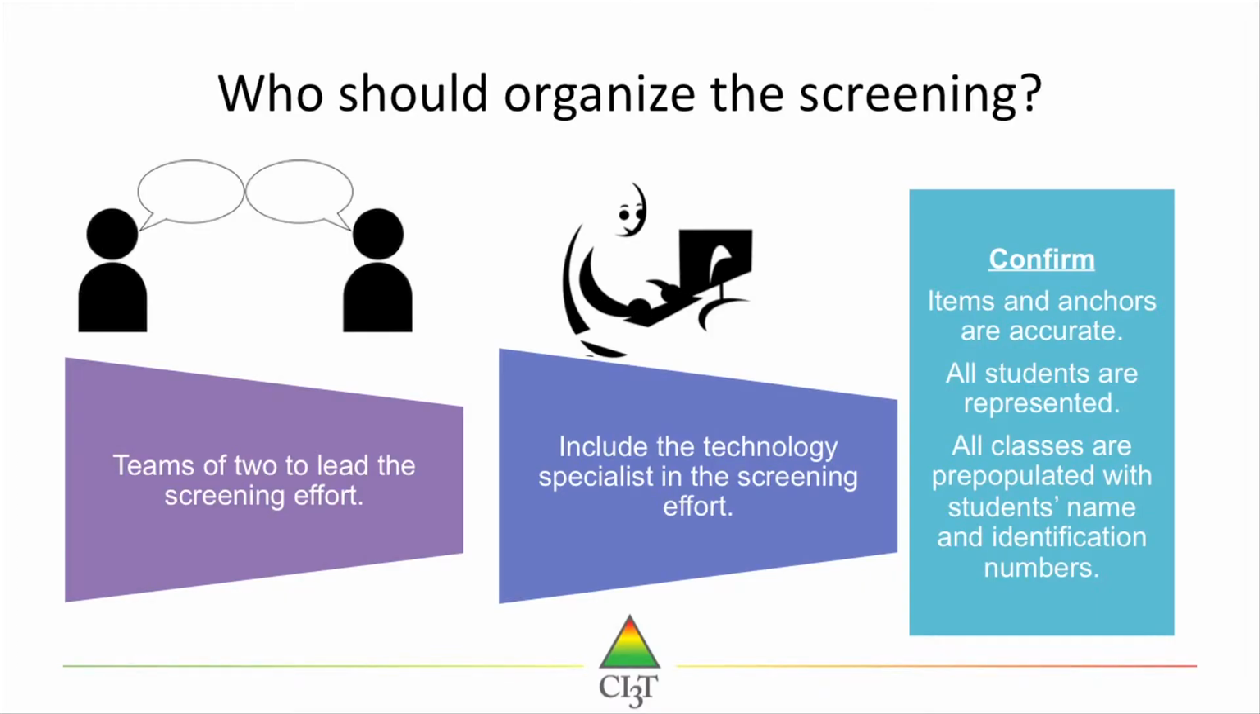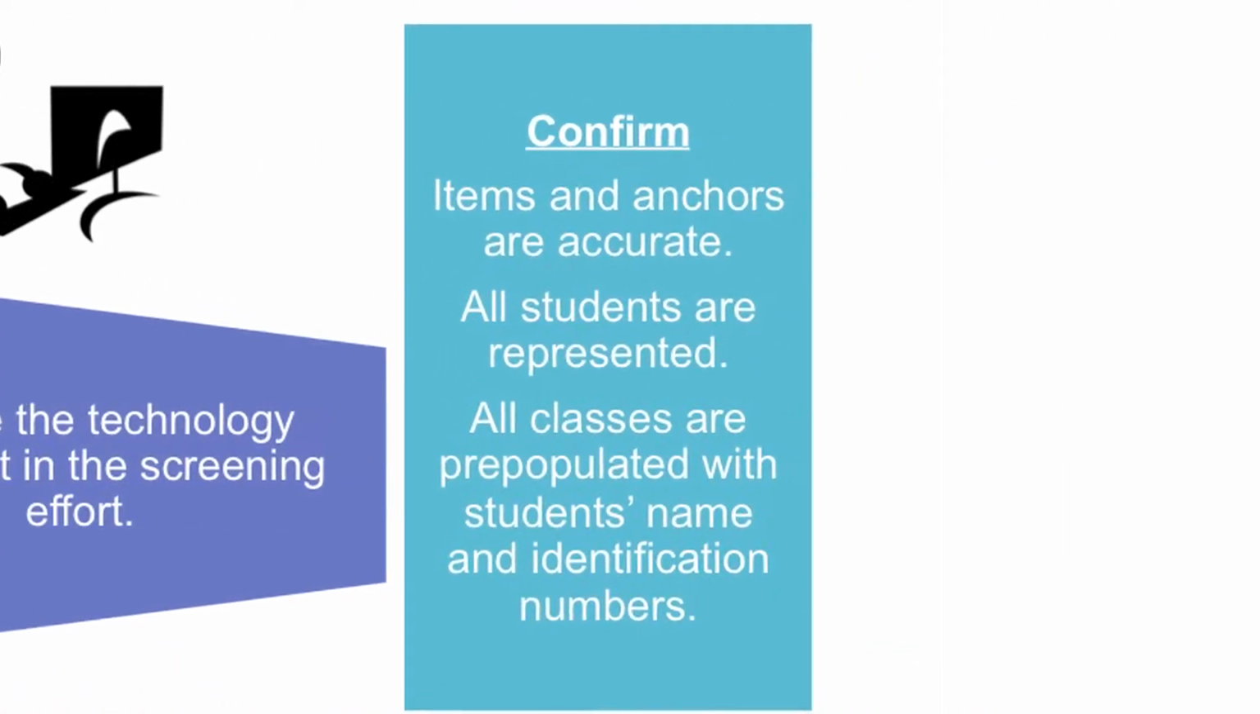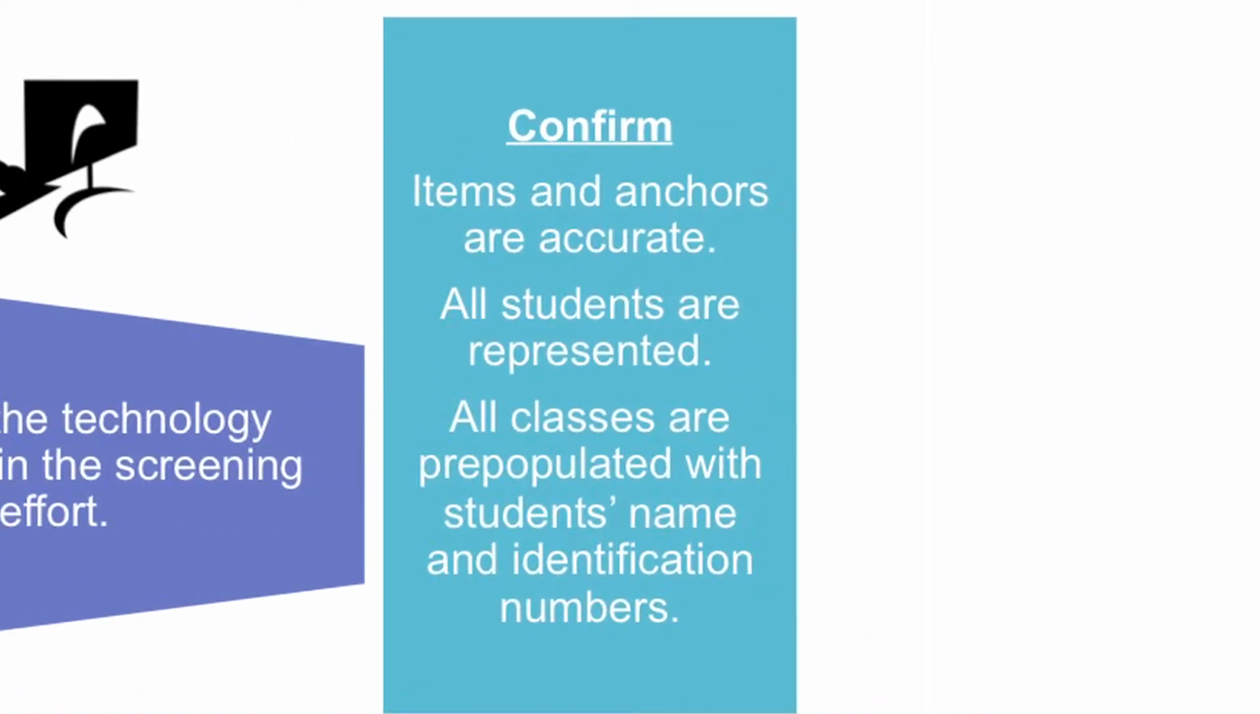And finally, you want to make sure that those point people, the 2 members of the leadership team and the technology specialist, are looking at things like making sure that all of the items are correct, that they're all there, and that when teachers log in, they can see all of the items. You want to make sure that they can see the anchors so they know how to rate each item. And you want to make sure that somebody does a final check that all the classes are pre-populated and that the correct students are in there. And if any errors are found, they should be brought to the attention of that technology specialist in the leadership team as soon as possible so they can be corrected.